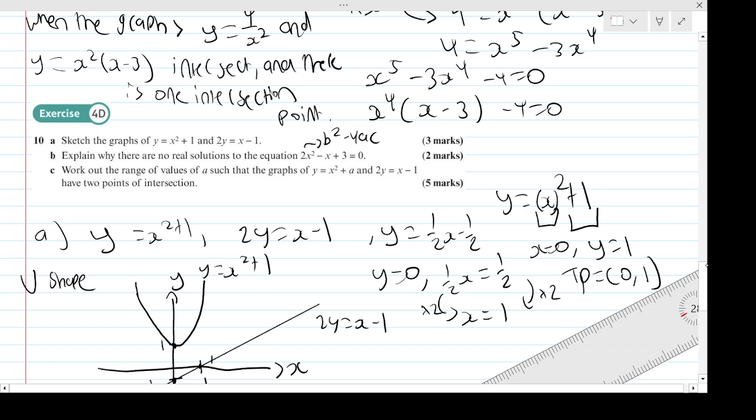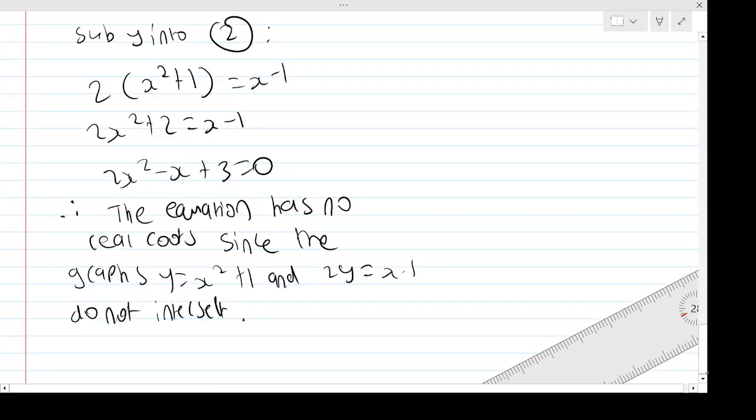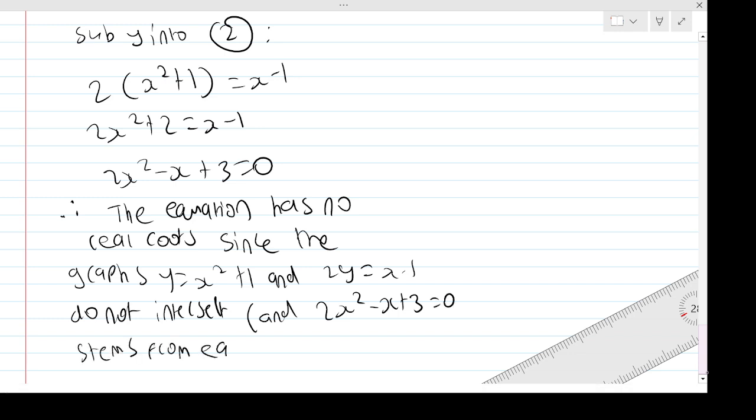Alternatively, again, you could answer that question by using the discriminant. I could add a little bit more detail here. I could say not intersect, and the equation 2x squared minus x plus 3 stems from equating these two graphs, right?